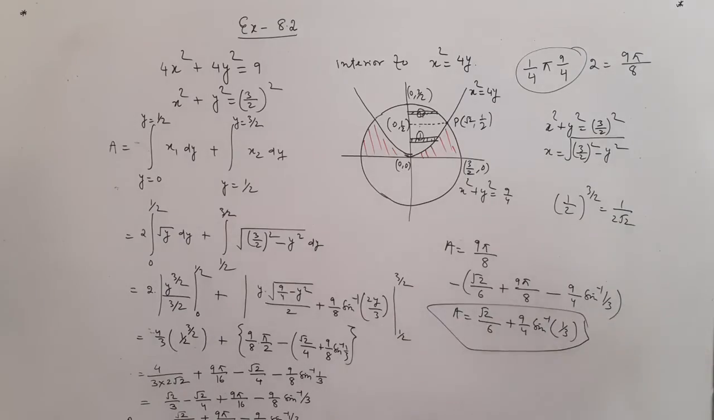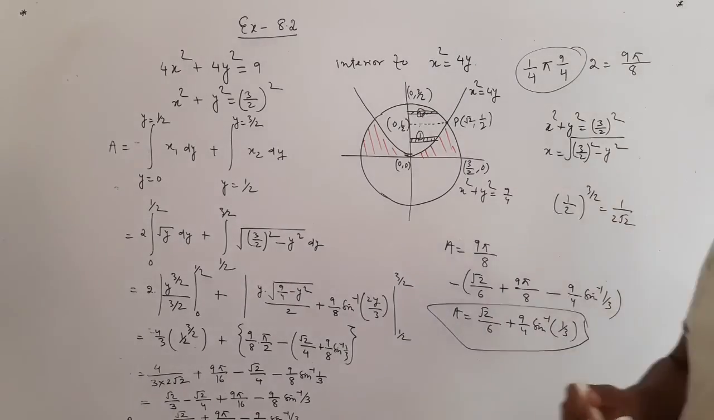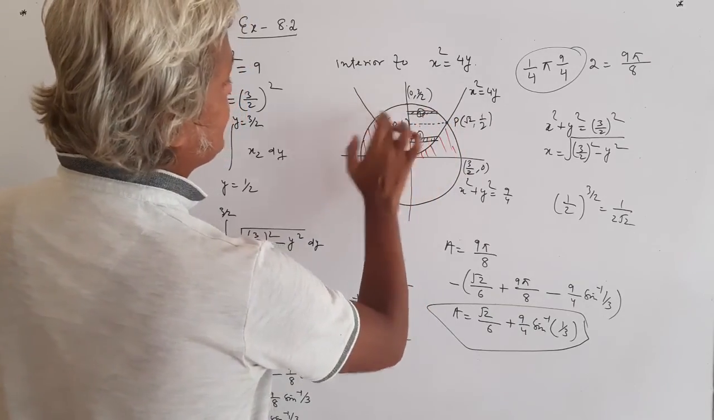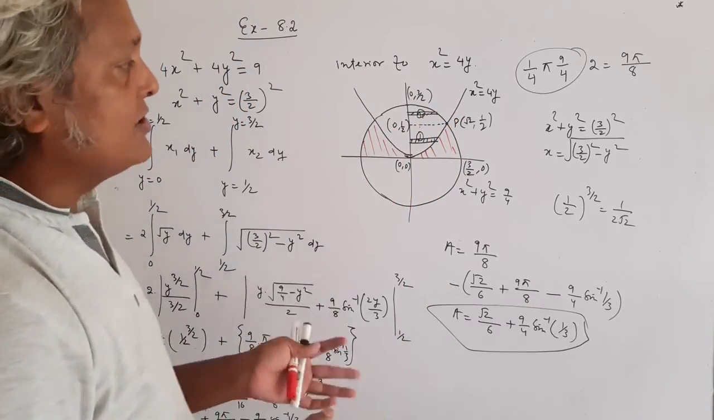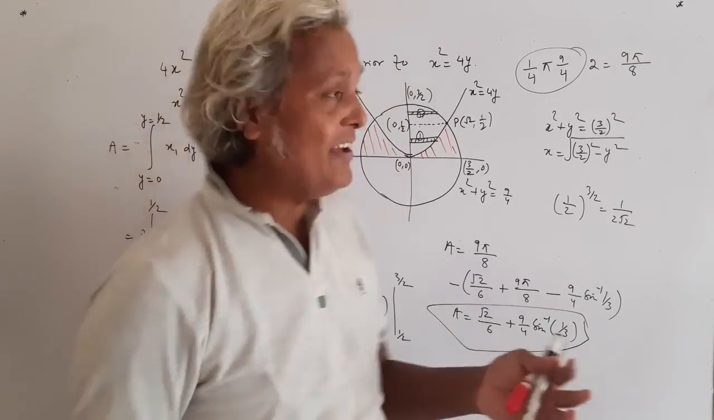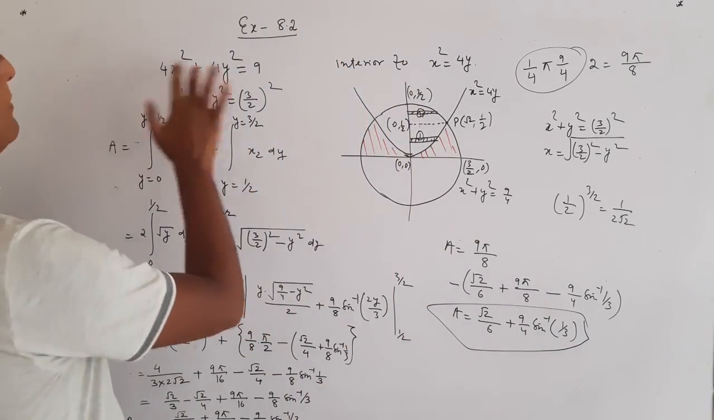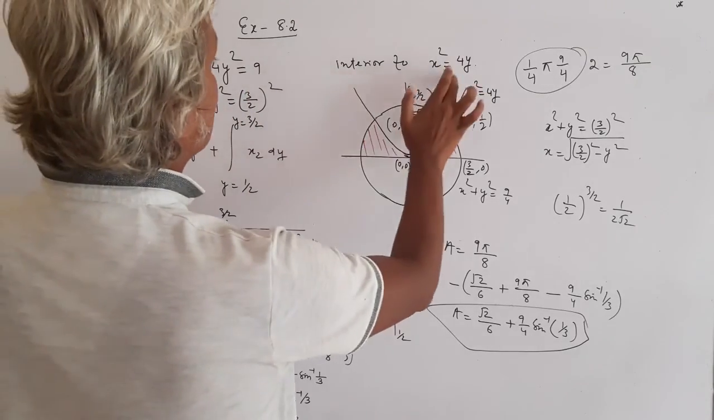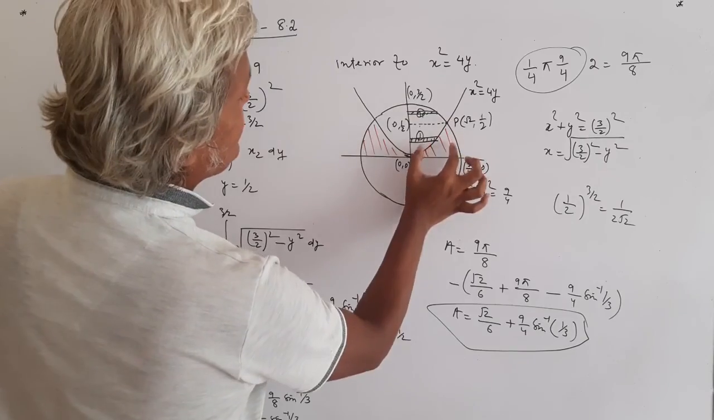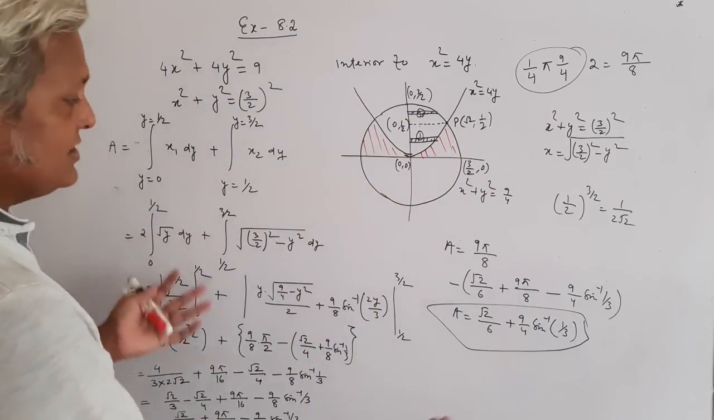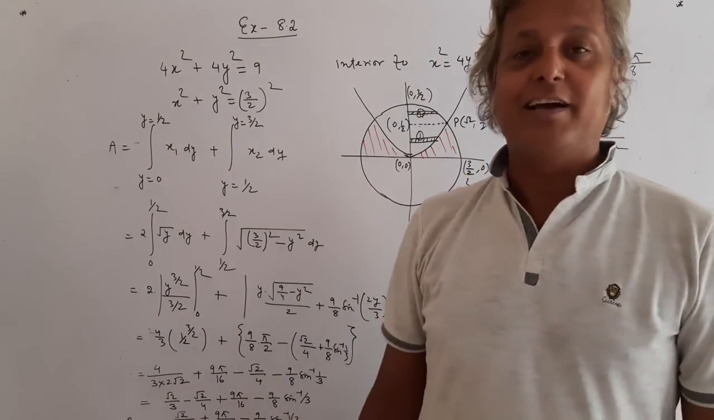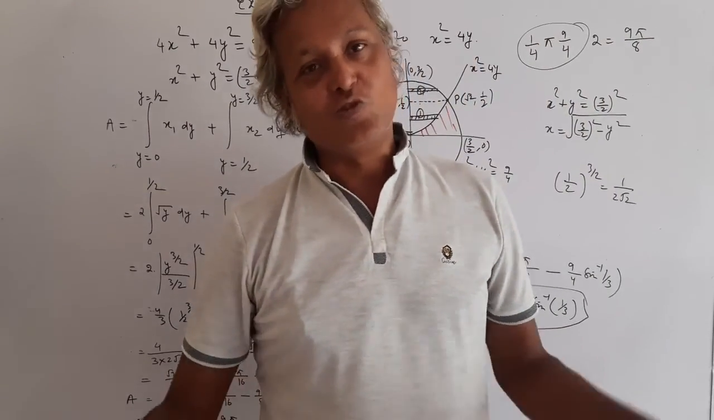Now why did I have to change all this? Because initially I considered that perhaps they are asking me to find this area, this and this, but later when the answer was not matching, I paid attention again to the question, and then I found that they are asking to find the area between this and the curve interior to x square is 4y. So interior means this part. So using this rule, here I found the answer. Now I am very happy because finally I got the answer. My hard work is not wasted. I'll go to the next question number.